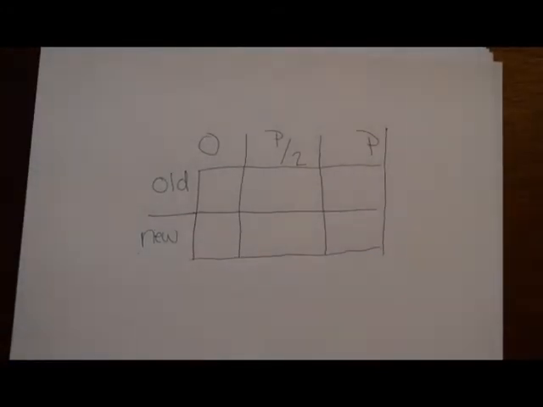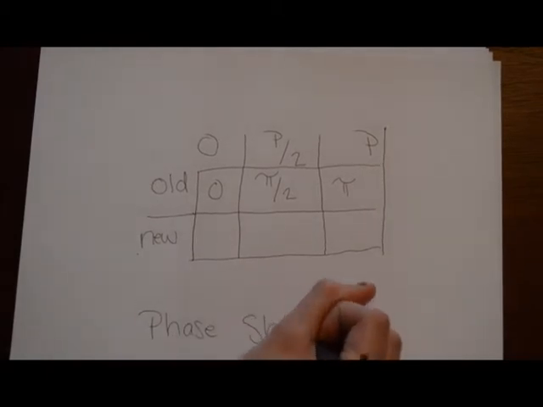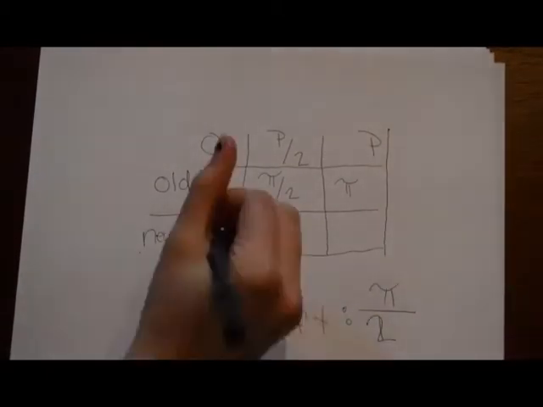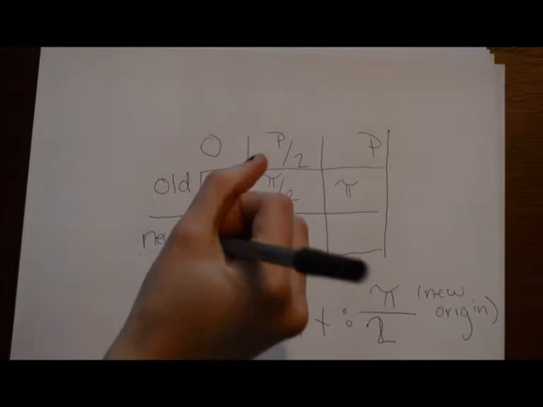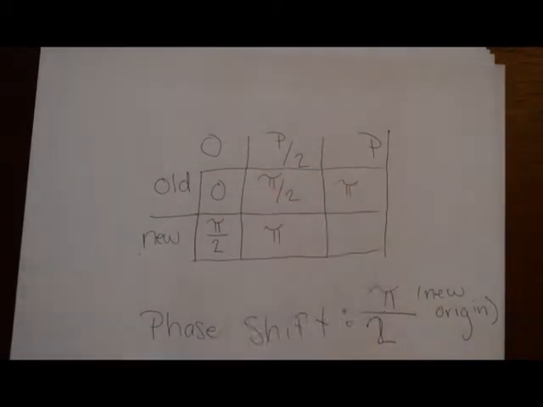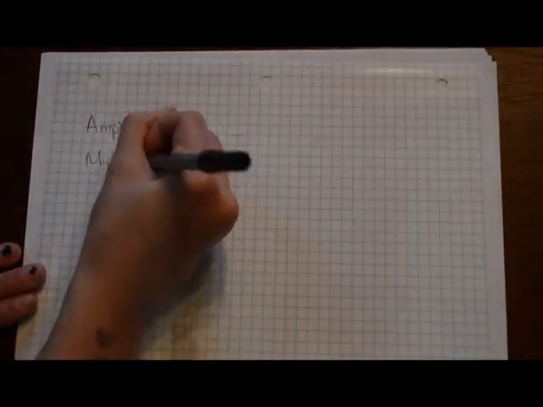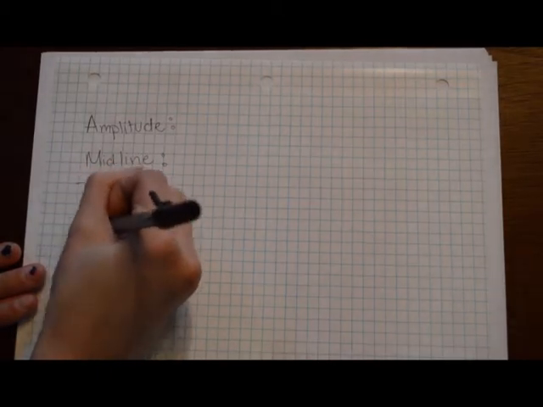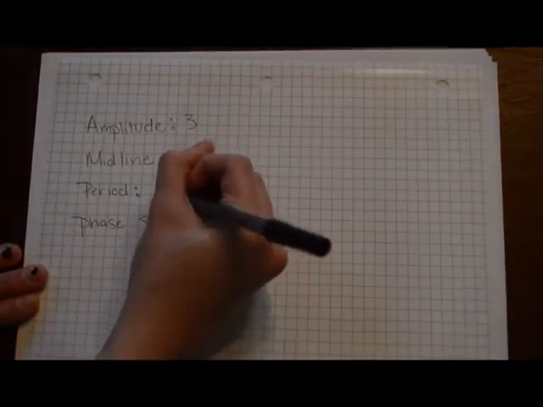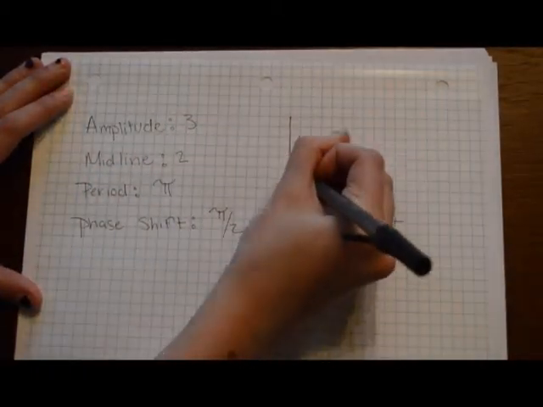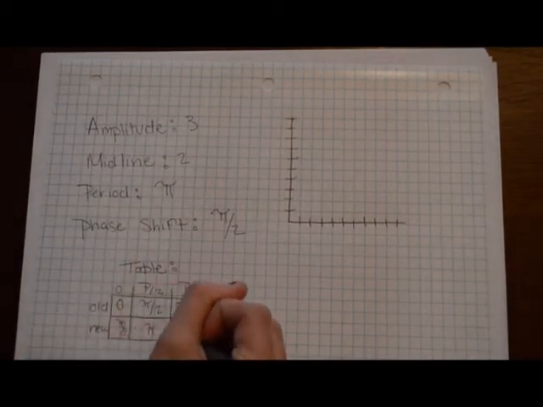After we label the table, we put 0, pi over 2, and pi for our old equation. Because our phase shift is pi over 2, we are going to add that to all of our old equation answers, giving us pi over 2, pi, and 3 pi over 2. Now we again rewrite our amplitude, midline, period, and phase shift. Then we draw a simple and neat graph, as well as redoing our table.